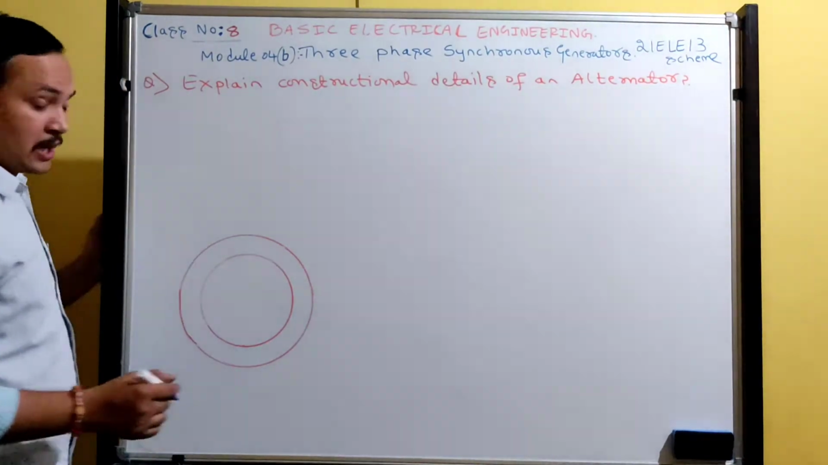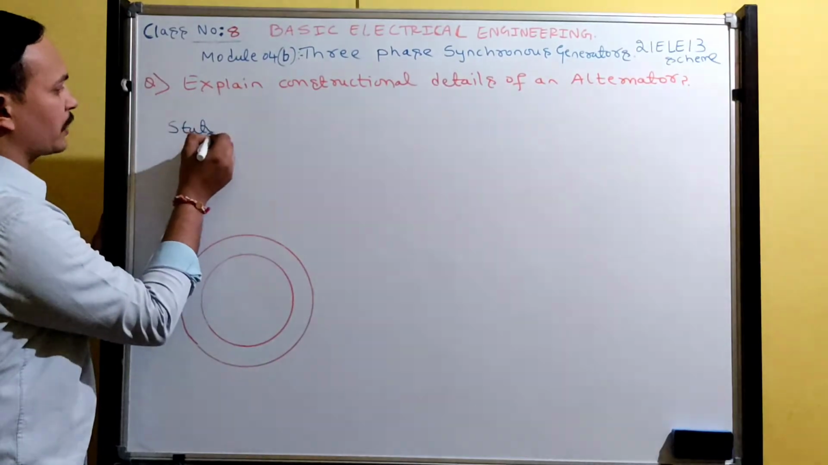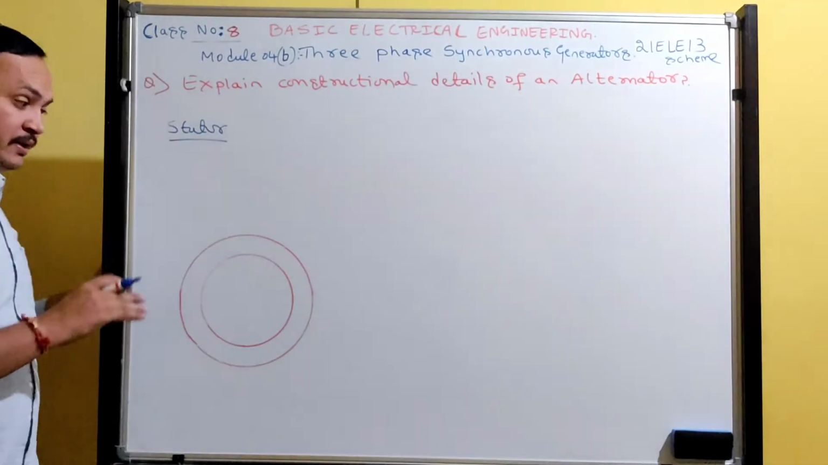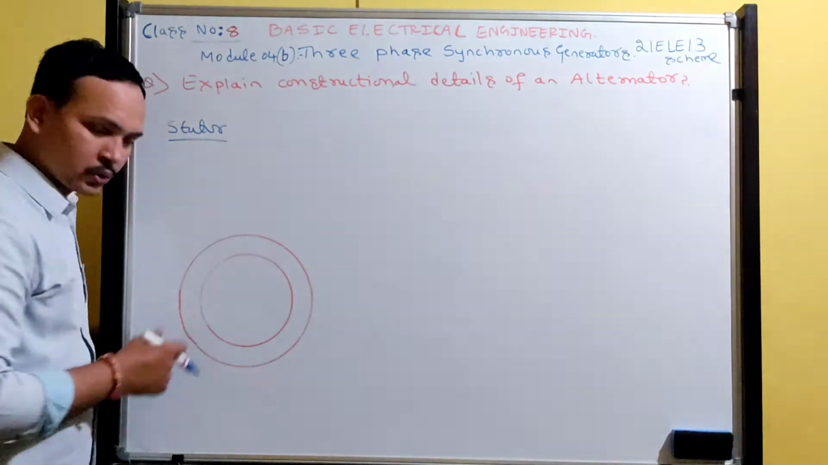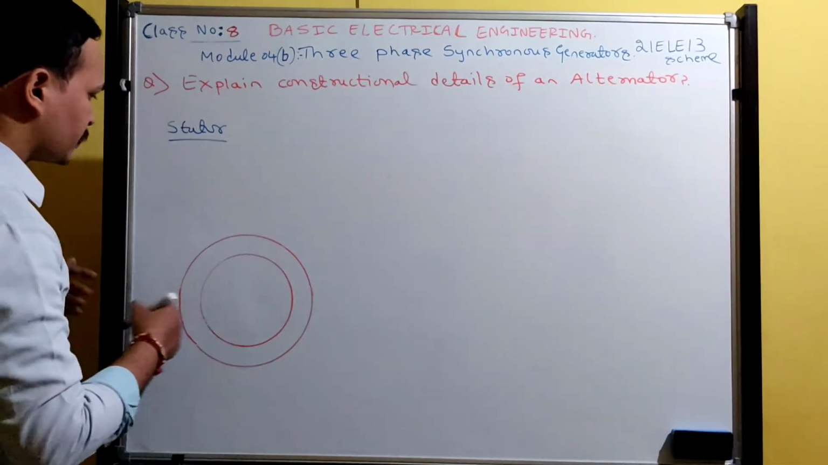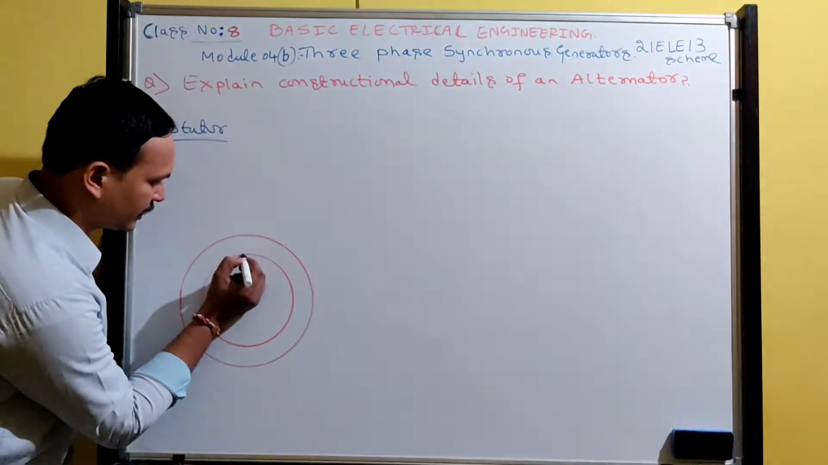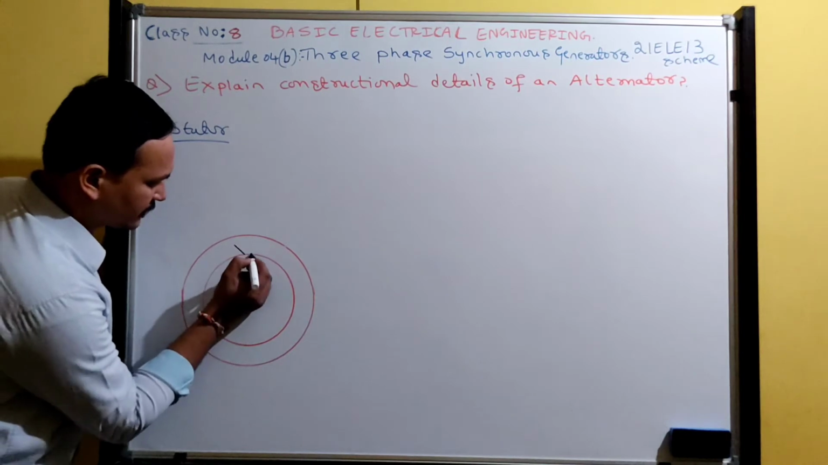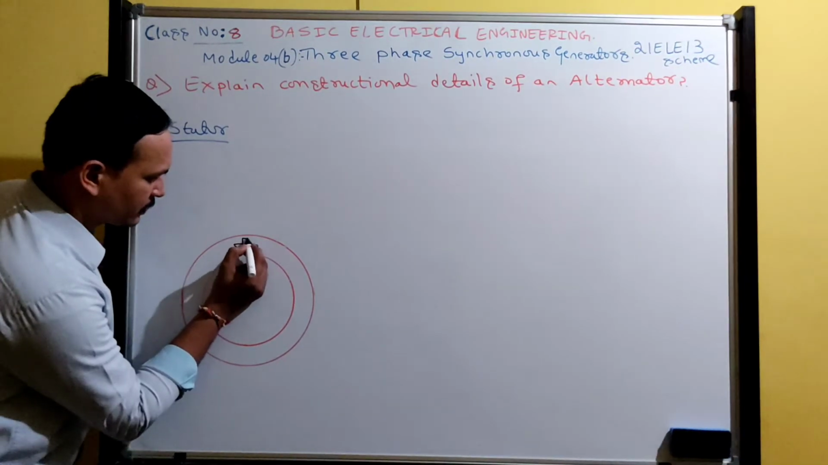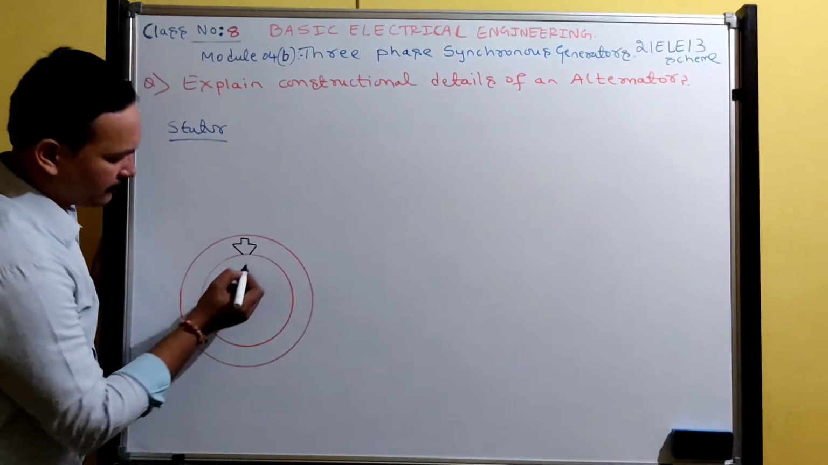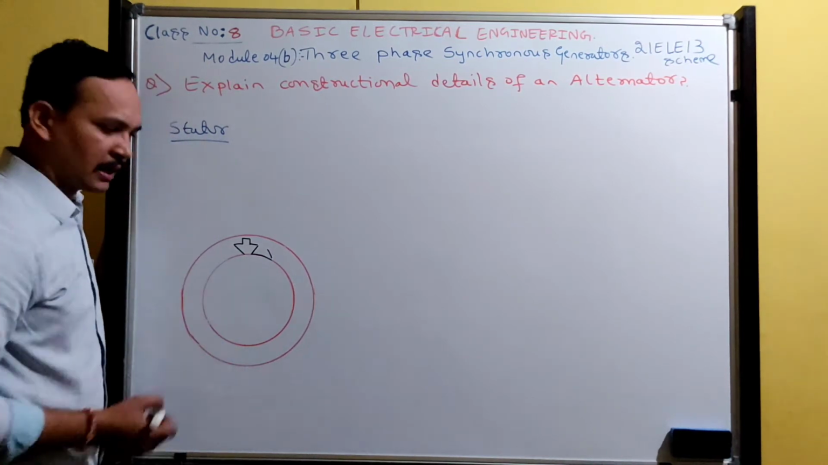So now let me start with the stator construction: how the stator looks and how it is designed. For simplicity I wrote two circles. Here I am going to make a slot. Look at how I am going to make it. Draw a line like this, and do like this. Like this you complete this entire circle.